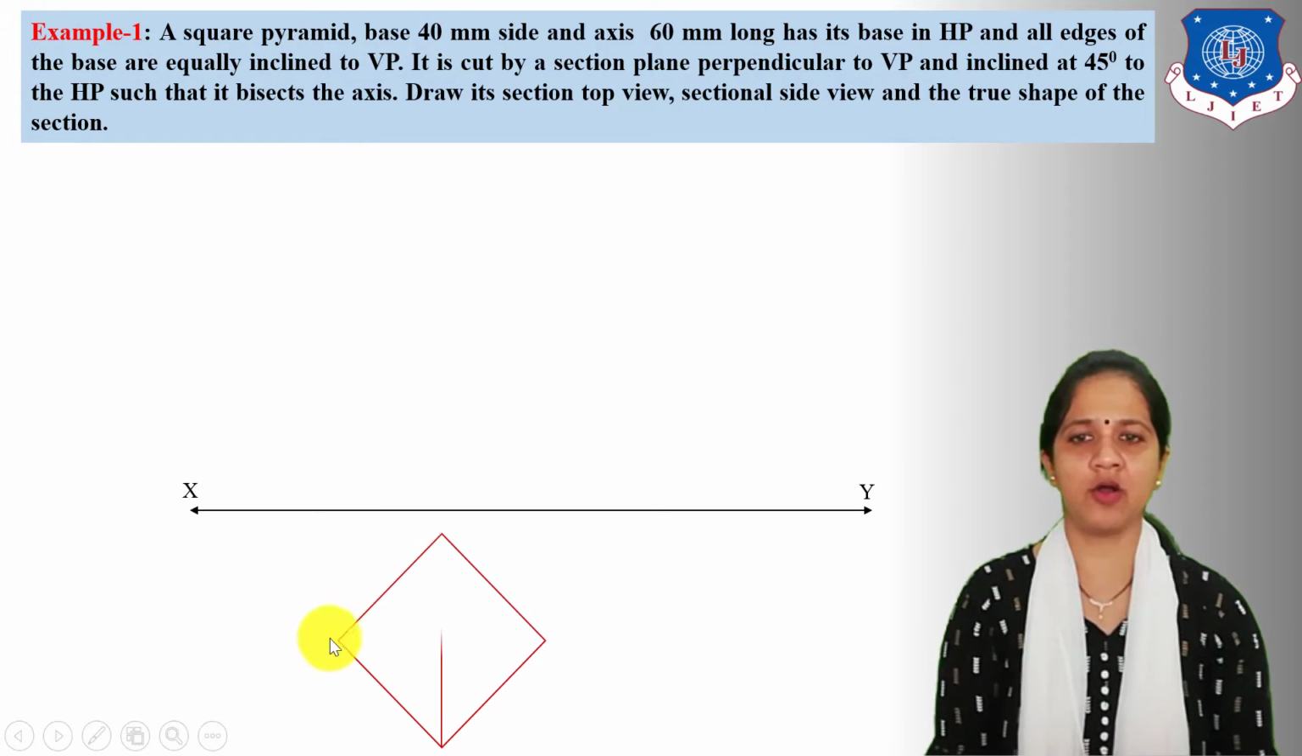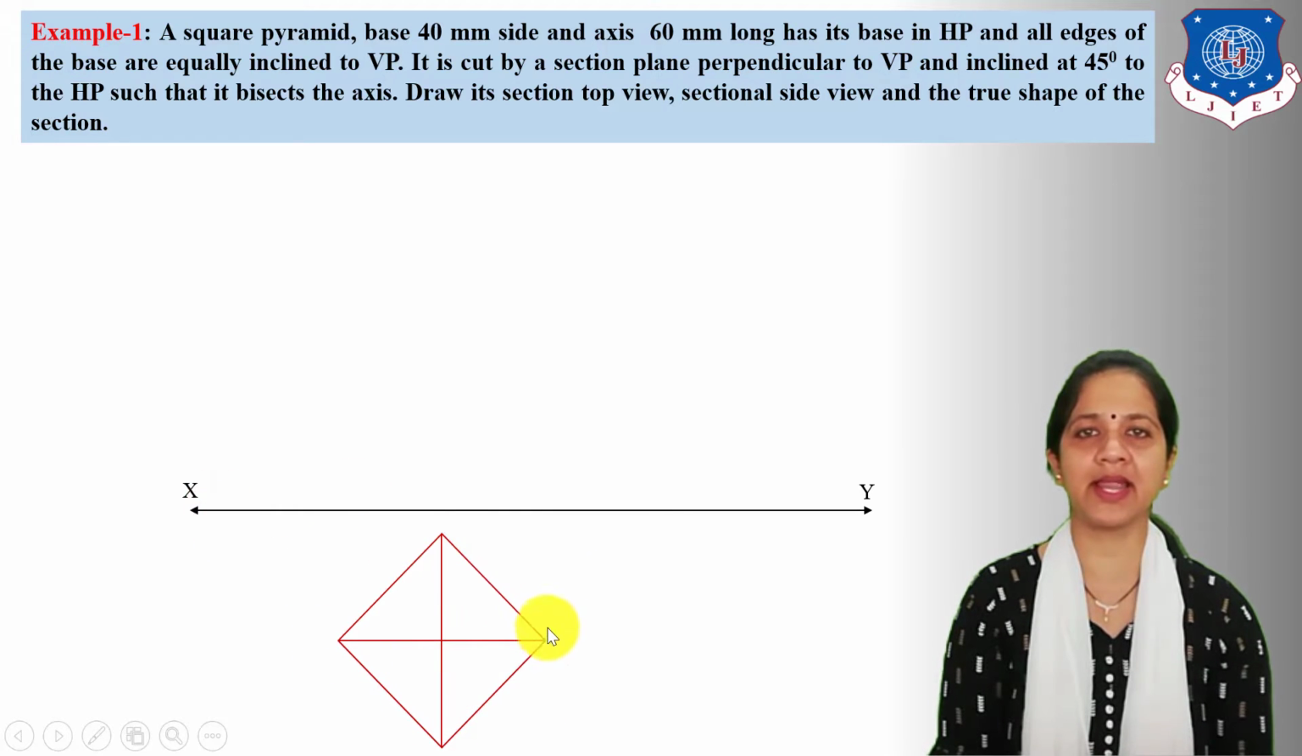Here, all edges of the square are equally inclined with VP or XY at 45 degrees. So, take the corner diagonal line parallel to XY. Next, mark the base points as A, B, C, D and the axis point O, O1. Here, OA, OB, OC and OD indicate the slant edges.